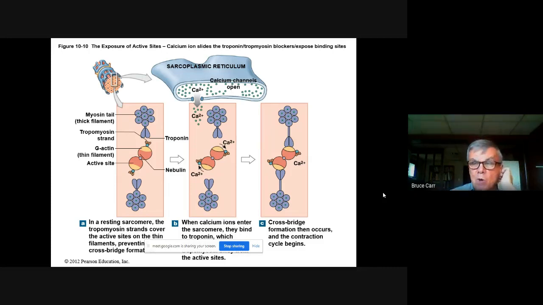In the middle bar, you see the calcium arriving, and those troponin strands are rotated off by the presence of calcium. That allows the right figure where the myosin forms a cross bridge. It basically flexes down, and the head of that myosin binds to the yellow active site of the actin.